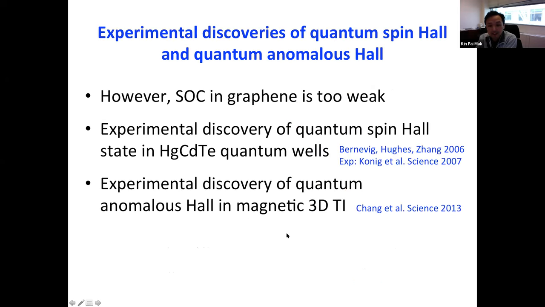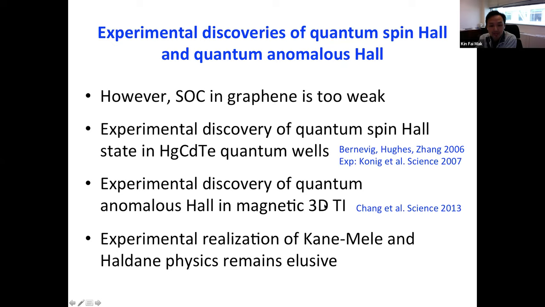So although this model actually stimulated the discovery of later on the topological insulators, three-dimensional topological insulator or the quantum spin Hall insulator in two dimension, as well as the quantum anomalous Hall insulator in magnetic 3D TIs, the model is only a toy model. It has little experimental relevance because the spin orbit interaction in graphene is just too weak, okay?